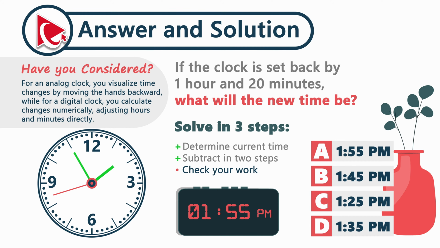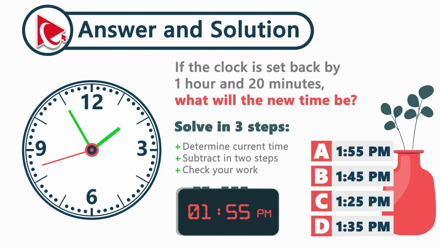While for a digital clock, you calculate changes numerically, adjusting hours and minutes directly. Well, regardless of which time device it is, I think the answer is the same. It is choice A, 1:55 p.m.